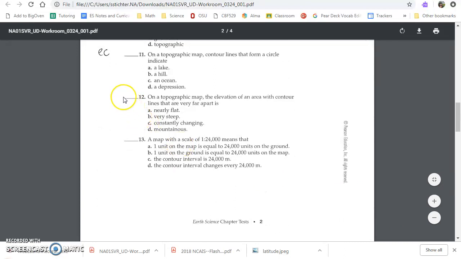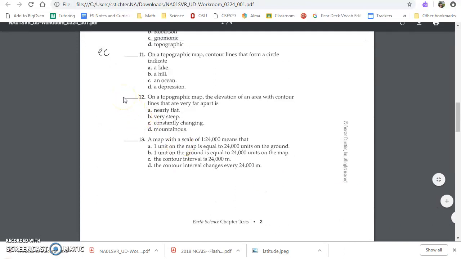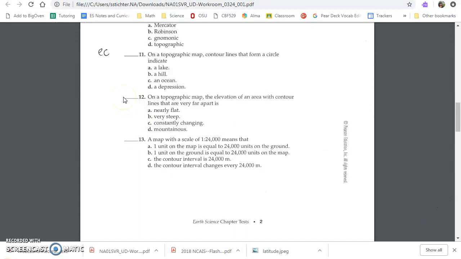Number 12. On a topographic map, the elevation of an area with contour lines that are very far apart is nearly flat, very steep, constantly changing, mountainous. Now, maybe there's a topographic map somewhere on this test, and you can look at it and get an idea what it's talking about.